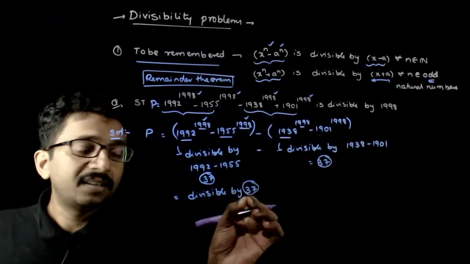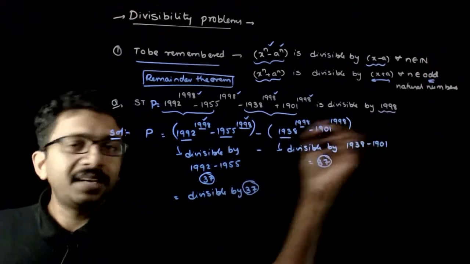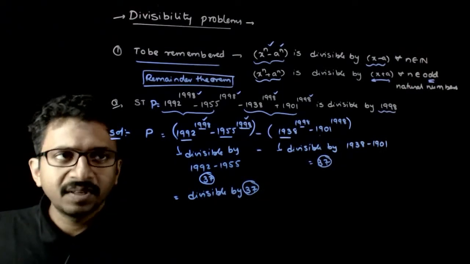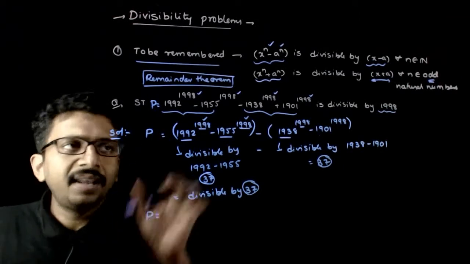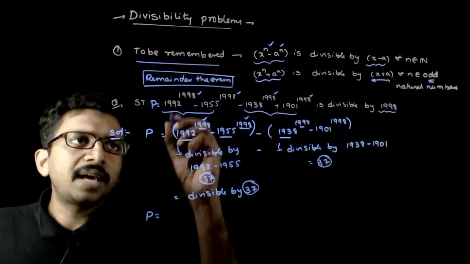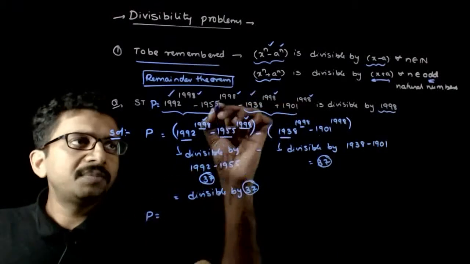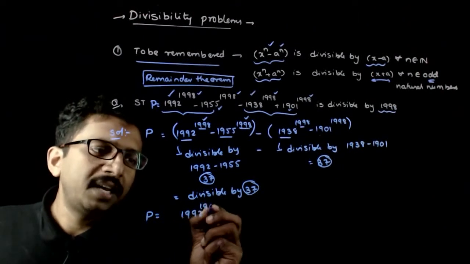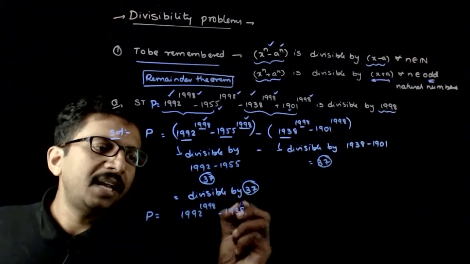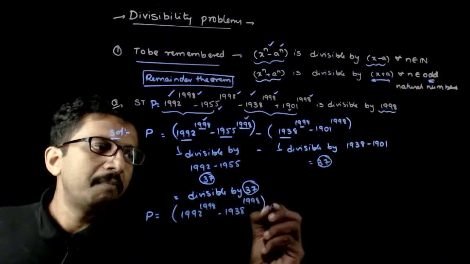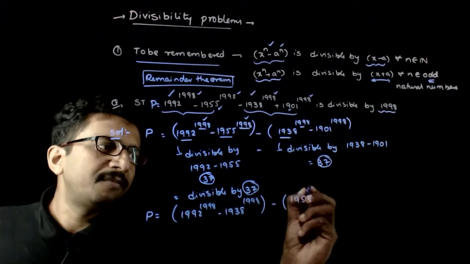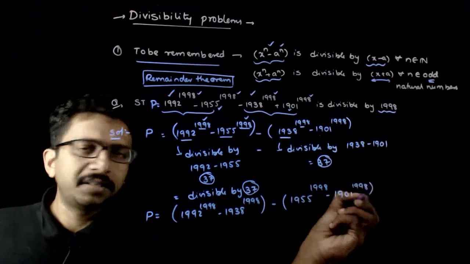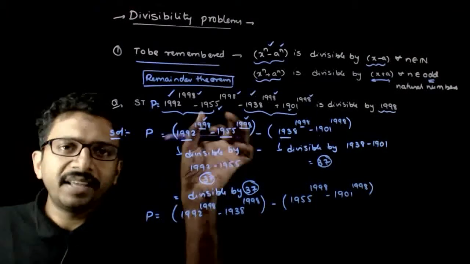Now I have to prove that p is divisible by 1998. I have proved that p is divisible by 37. Now what I do is, I'll group these terms in another way. I'll group these two terms and these two terms together. So 1992 power 1998 minus 1938 power 1998, minus of 1955 power 1998 minus 1901 power 1998. So this is also equal to p. I have just rearranged the terms.